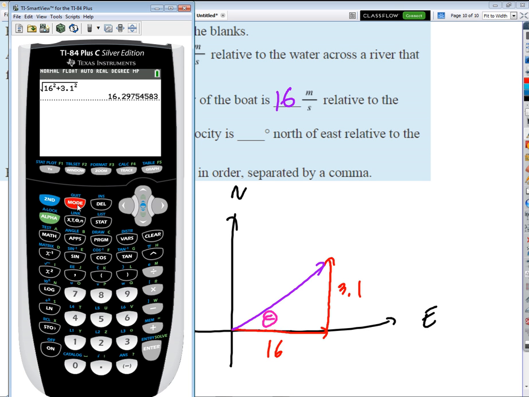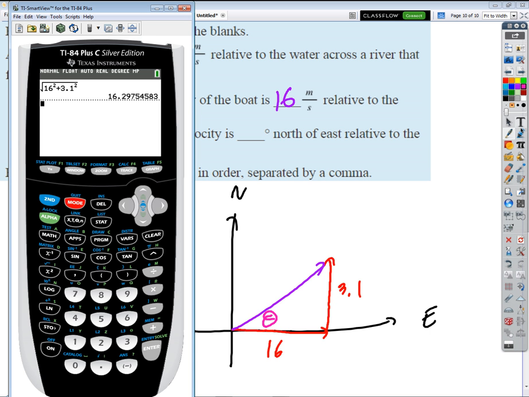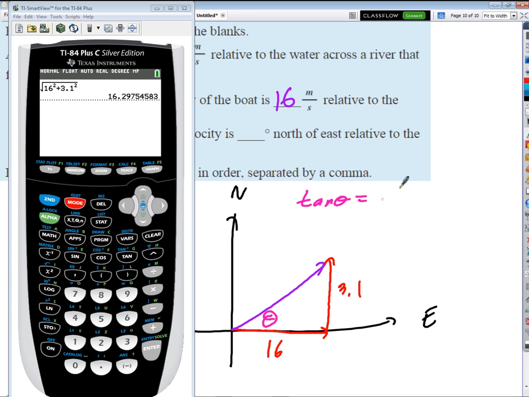So on this triangle then, how would we define those sides relative to that angle? This would be opposite and adjacent, TOA. So that's clearly a TOA, right? Opposite over adjacent. So we know that tangent theta equals 3.1 over 16, right? And so theta must equal inverse tangent of 3.1 over 16.